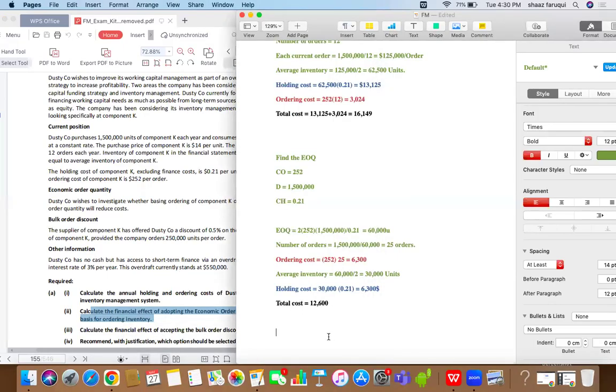You will have to say, yes, you should explain that. And so the saving by adopting the EOQ is how much? Before we were spending 16,149. Now we're spending only 12,600. So around, no, maybe not 4,000, about 3,000 something. How much is the saving?